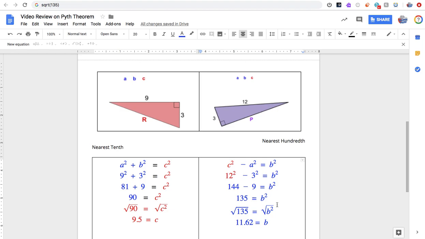Speaking of making mistakes, I should now go back and see if my answers are reasonable. 9.5, is that a reasonable number to plug in for c? Sure is, a little bit bigger than the 9. 11.62, is that a reasonable number for this purple side? Yes, it should be just a little bit smaller than 12.